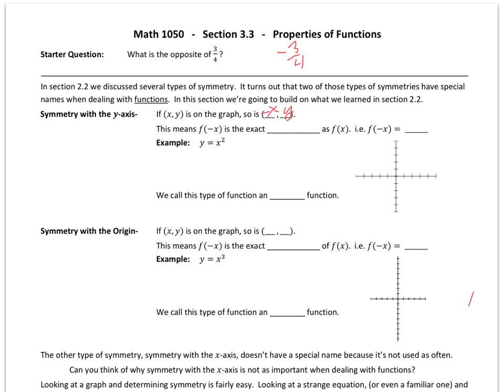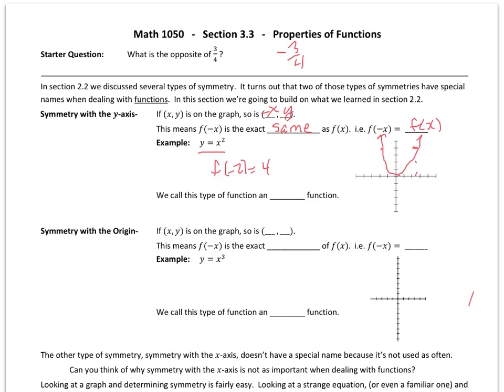All right, let's look at a function. Let's look at right here. If x is 2, what's f of x going to be? It's going to be 4. So if x is 2, f of x is 4. Now what if I did f of negative 2? What's that going to be? 4. So then f of negative x is the exact same as f of x. In other words, f of negative x equals f of x.